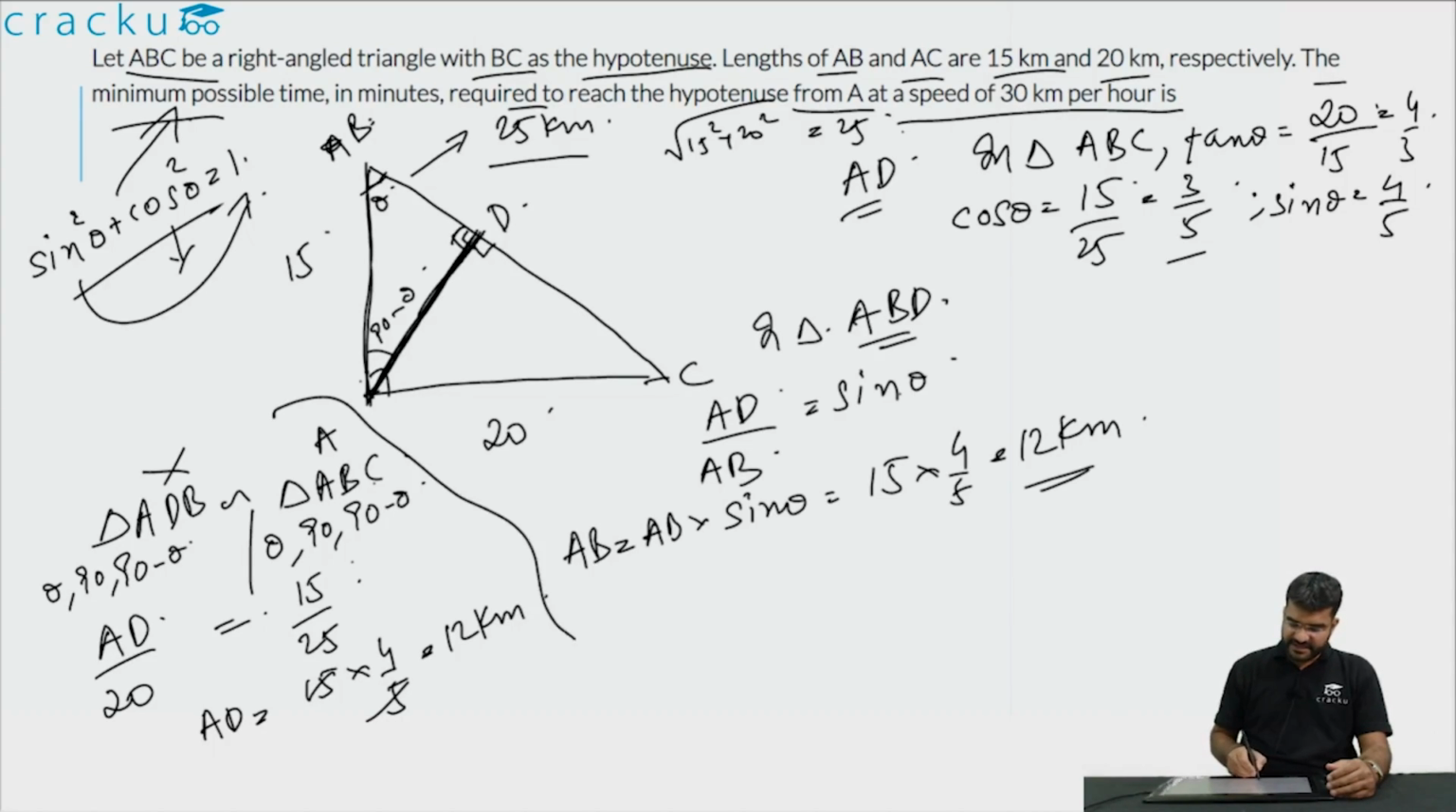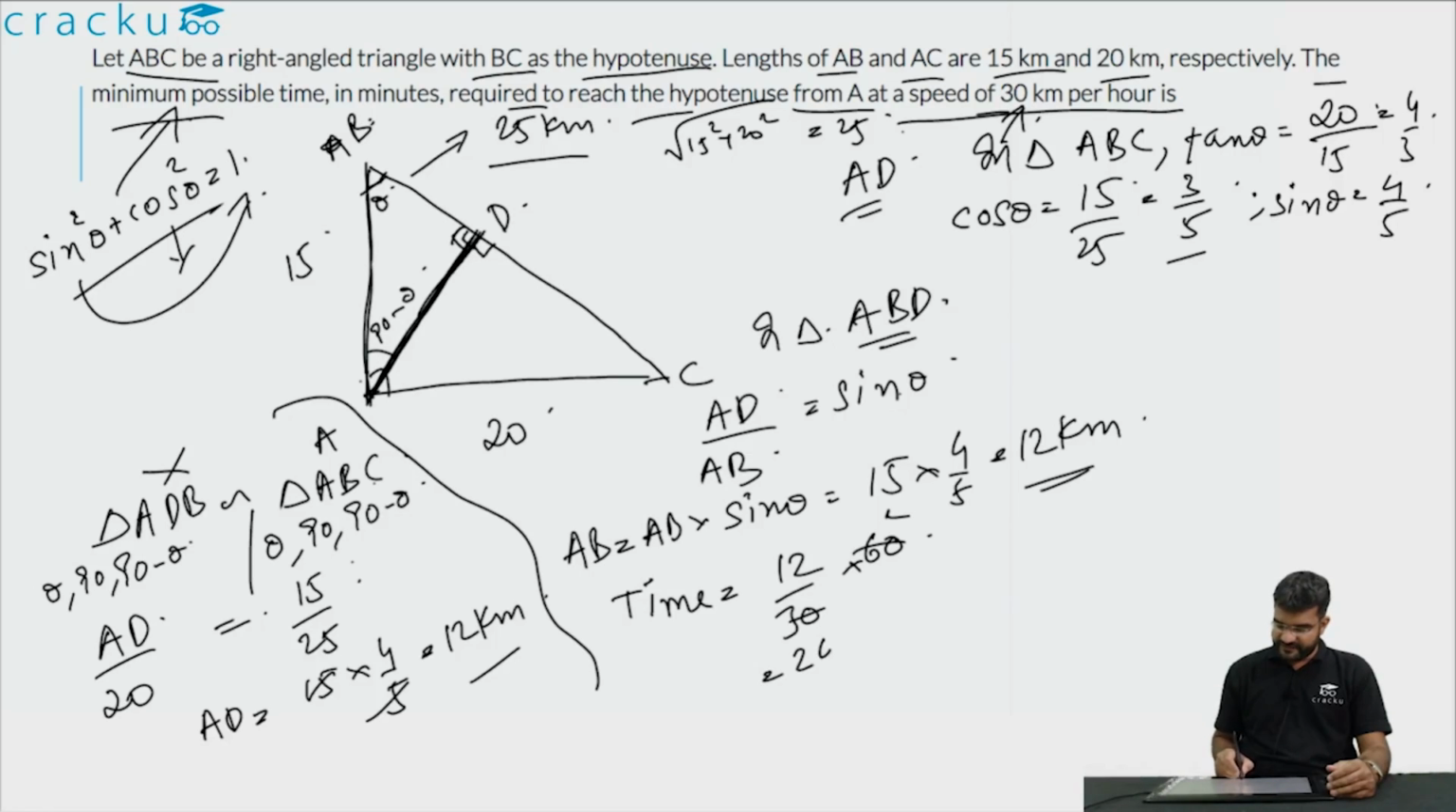Once you have calculated the length of AD, finding the time required to reach the hypotenuse is quite simple. You are given the distance, you are given the speed as 30 kilometers per hour. So the required time will be 12 by 30 hours. If you want it in minutes, it will be 12 by 30 into 60. So that is equal to 24 minutes. So the answer in this case is 24.